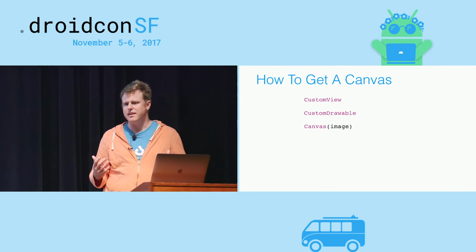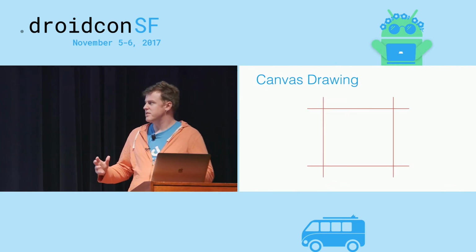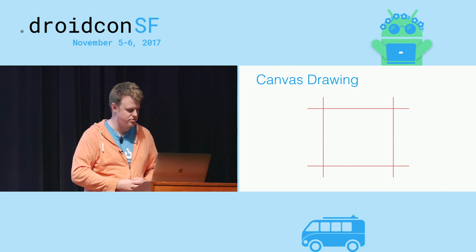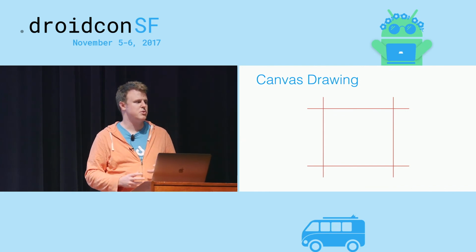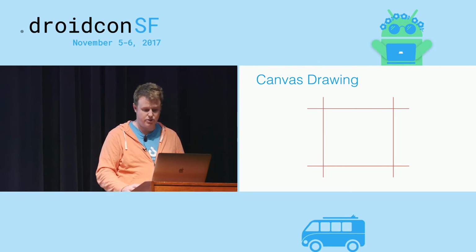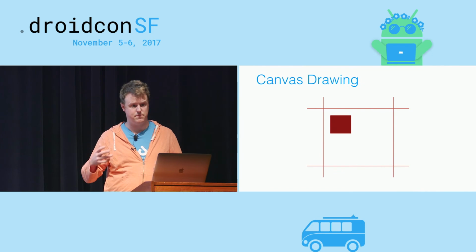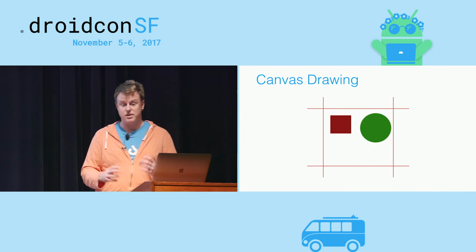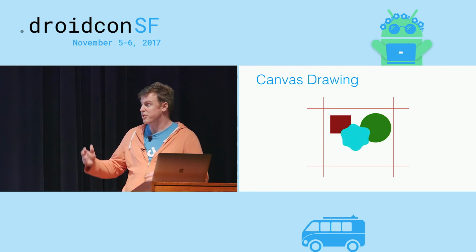So now that we know how to get a canvas, the question is, what can we do with it? I mentioned before that a canvas is just a surface on which you can draw, and the Canvas APIs come with a whole slew of simple methods that allow you to draw primitives. So you can draw rectangles, or squares in this case. You can draw circles. You can draw arbitrary paths.